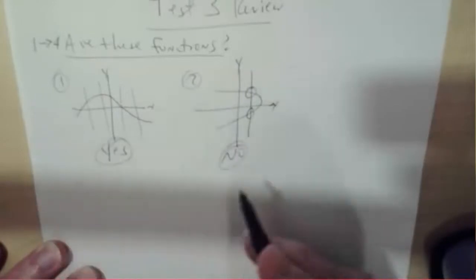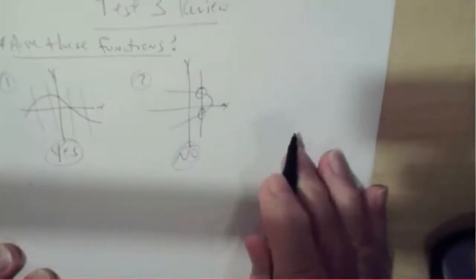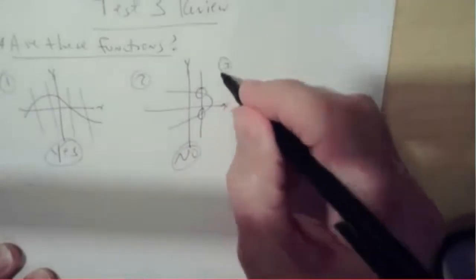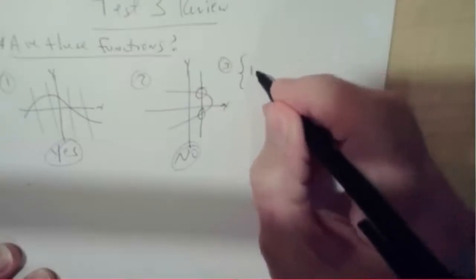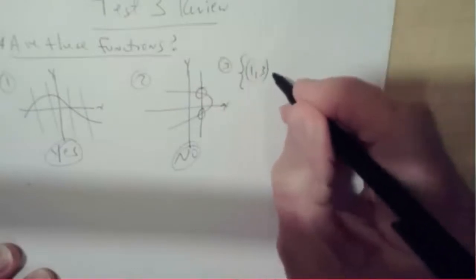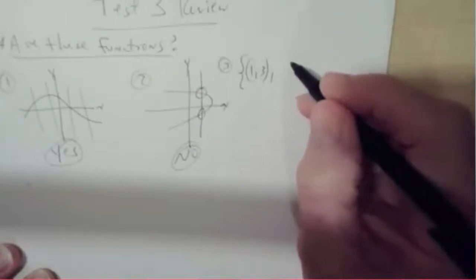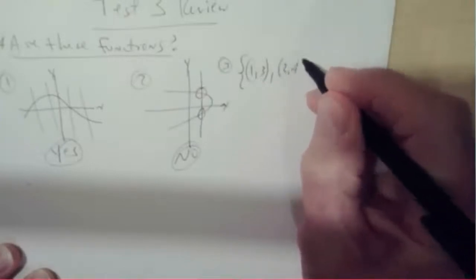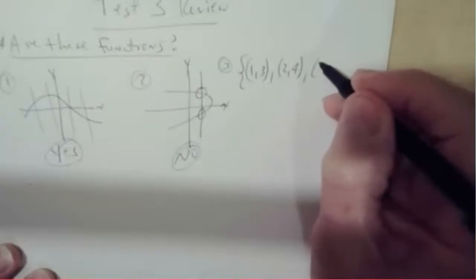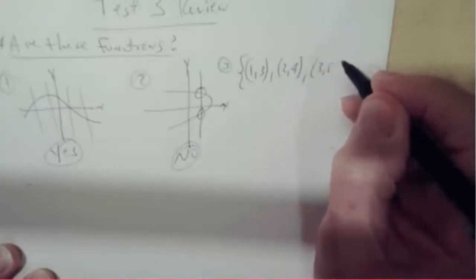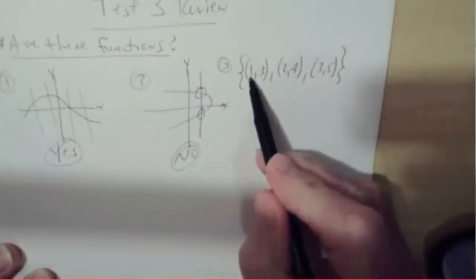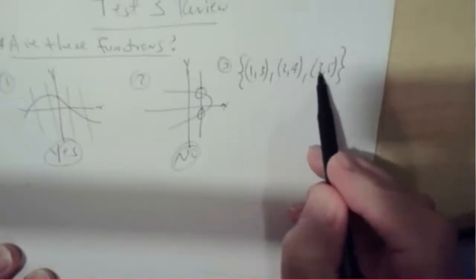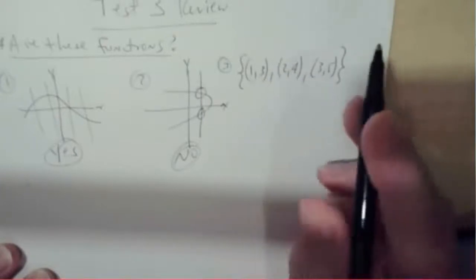Okay, what if you have this? Number 3 is if you have a set of numbers 1 comma 3, 2 comma 4, 3 comma 5. Is this a function? Yes. Remember, all you do is look for the x's. And do they repeat? No, they do not. So yes, this will be a function.